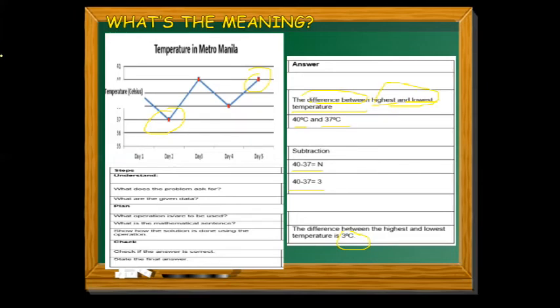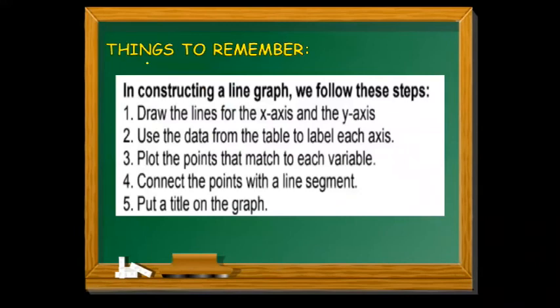Okay? So nandito yung part natin. We have here the y-axis and we have the x-axis, and of course the title of the line graph, the temperature in Metro Manila. Okay, so always remember, class, things to remember in constructing a line graph. We follow these steps. Draw the lines for the x-axis and the y-axis. Use the data from the table to label each axis. Plot the points that match to each variable and connect the points with a line segment, and put a title on the graph. That's the most important.